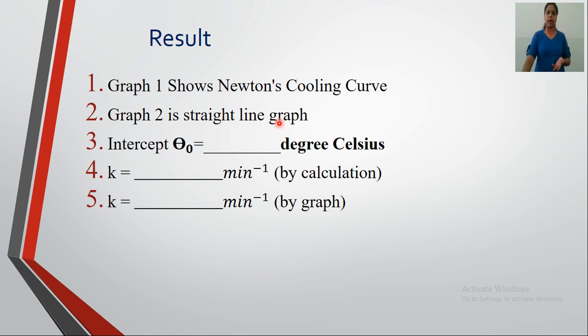Graph 3 is a linear graph, and from the linear graph we can conclude that the rate of fall of temperature, that is d theta by dt, is directly proportional to theta minus theta 0, which is called the excess of temperature. And k by calculation and k by graph, these two values should be approximately equal. Then only we can say this experiment is successfully done by you. So this is about this experiment.